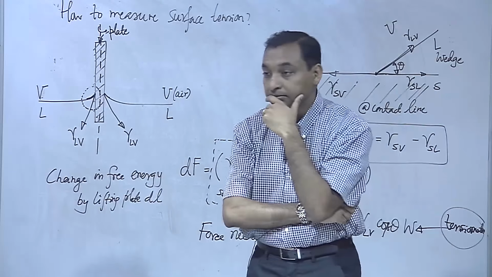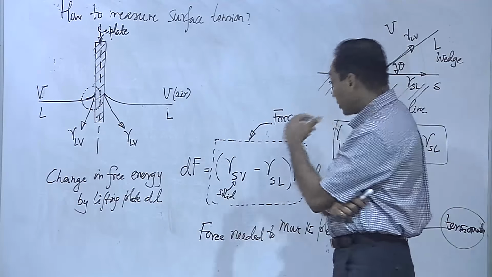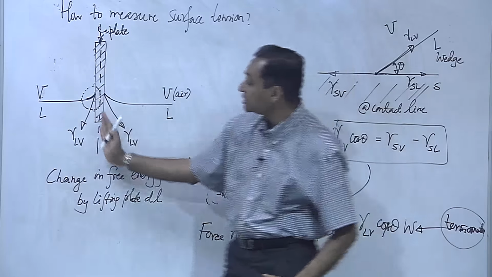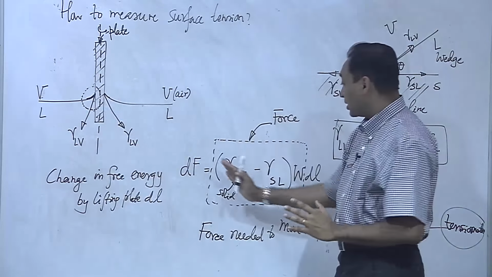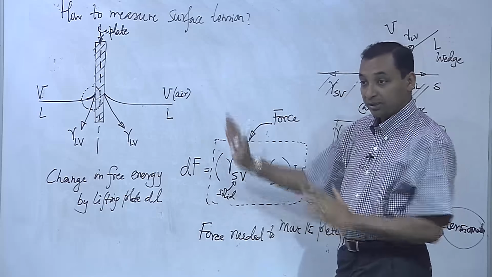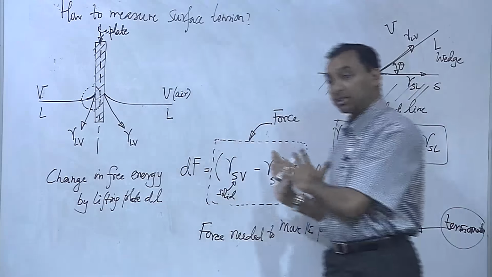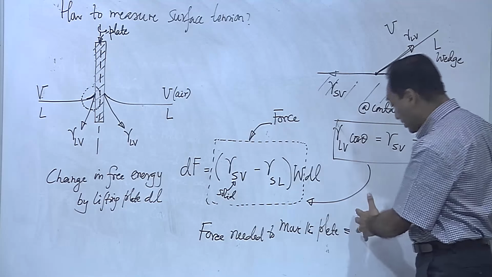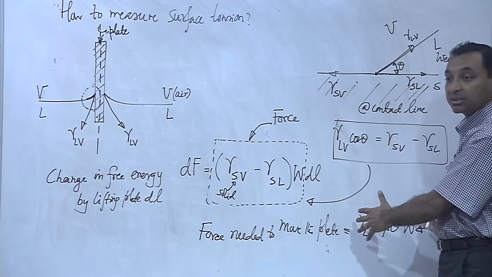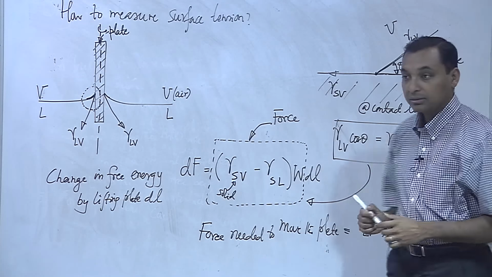Shouldn't there be twice in the dF? No, that's what I'm saying. There is not twice because there is a plane of symmetry. If you take twice, it can very well be twice. We are just considering one side, one plane of symmetry. If you take twice of this, everything will be 2, 2, 2. So the 2 will eventually cancel, and the force required will still be gamma LV cosine theta.